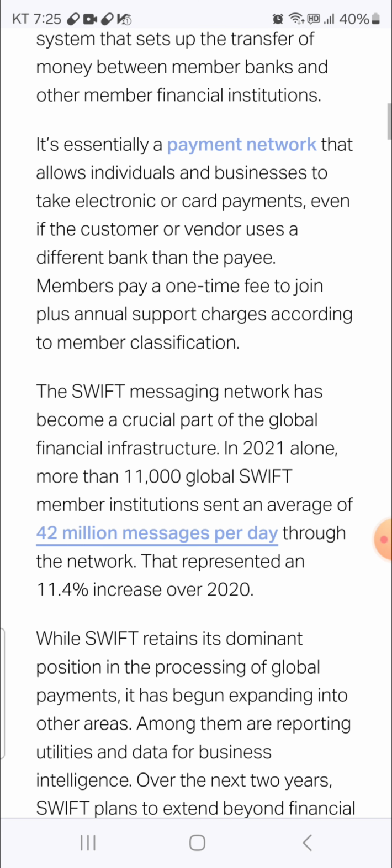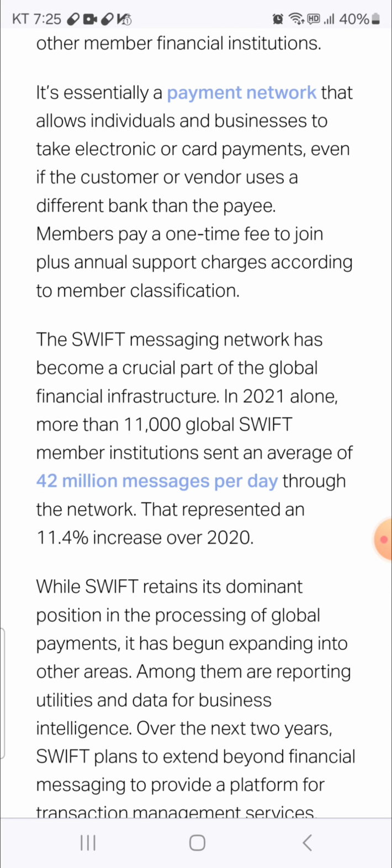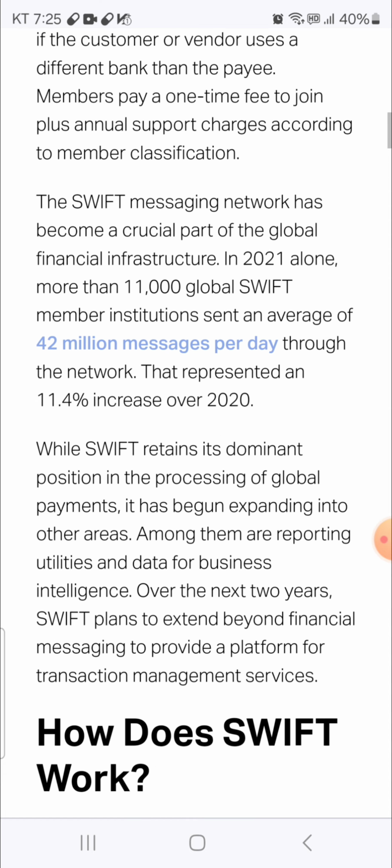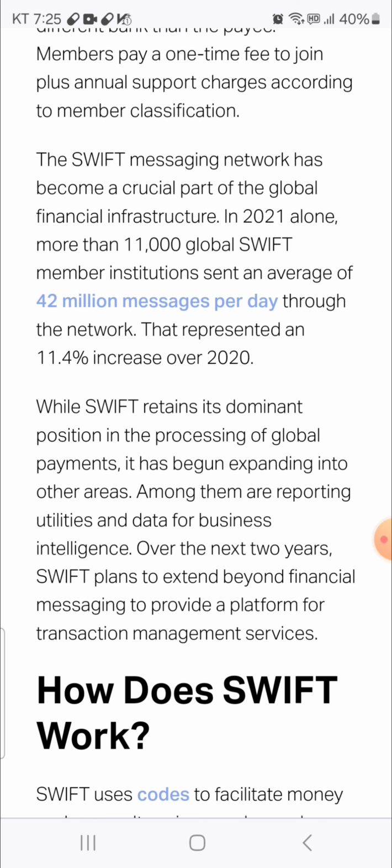The SWIFT messaging network has become a crucial part of the global financial infrastructure. In 2021 alone, more than 11,000 global SWIFT member institutions sent an average of 42 million messages per day through the network. Wow, that's a lot. That represented an 11.4% increase over 2020. So the network is increasingly clogged and swarmed.